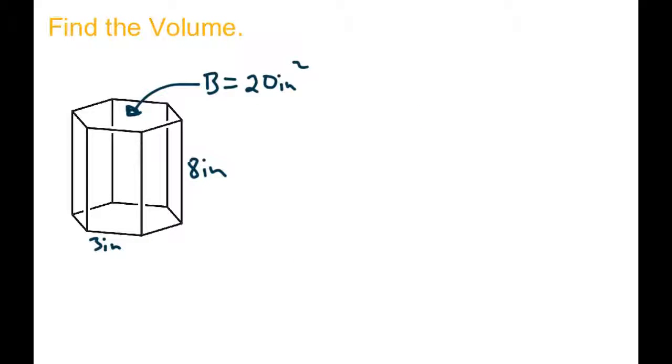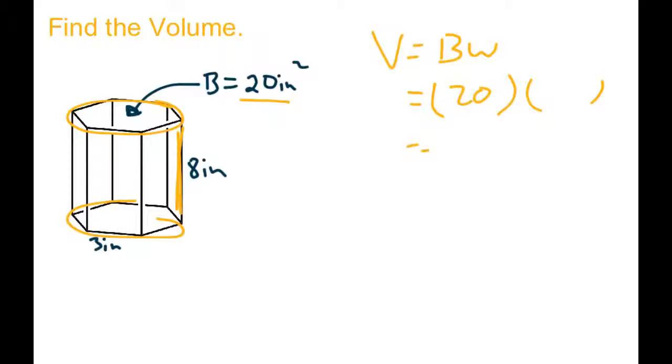Alright, last one. Pause it here. You try it, play it, come on back, see if we get the same answer. So volume equals area of the base, big B, times the width. Remember for these, we give you the area of the base. It's right there, 20. The width is the distance from one of these hexagons to the other. That's this distance right here. That's 8. And 20 times 8 is 160. So my volume is 160 inches to the third power.